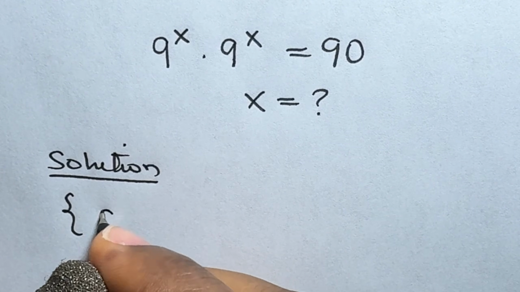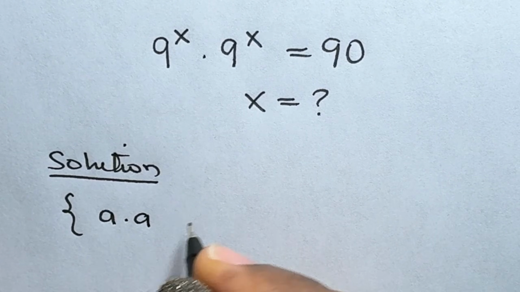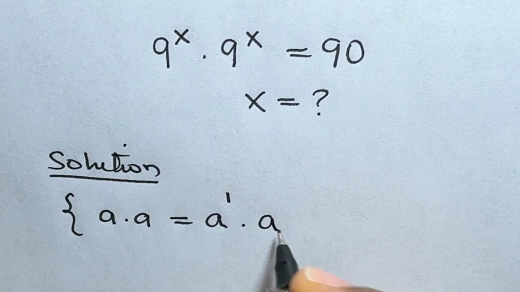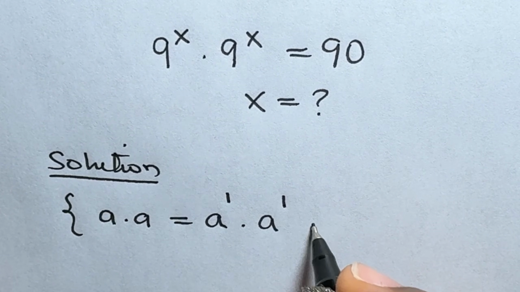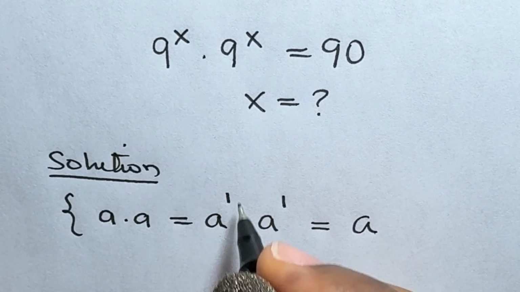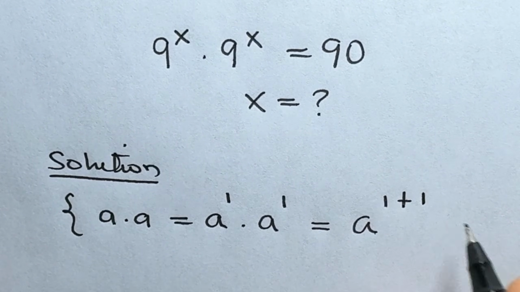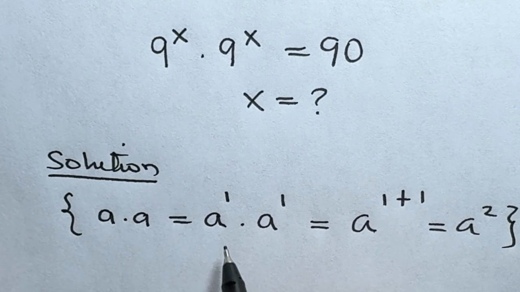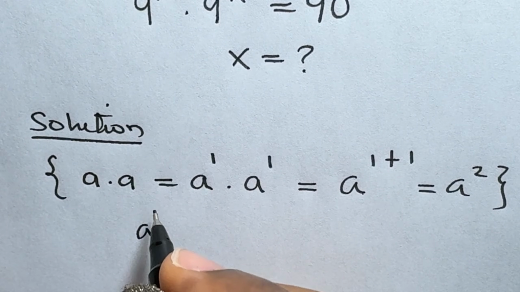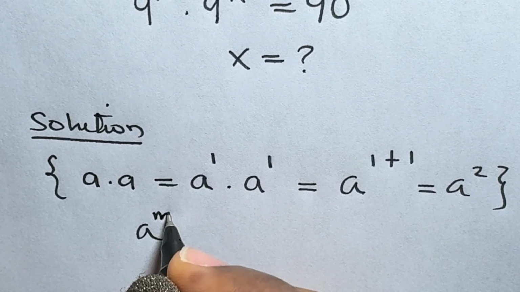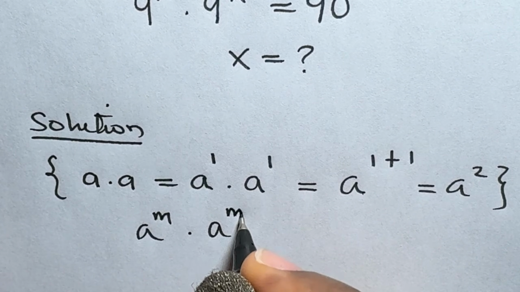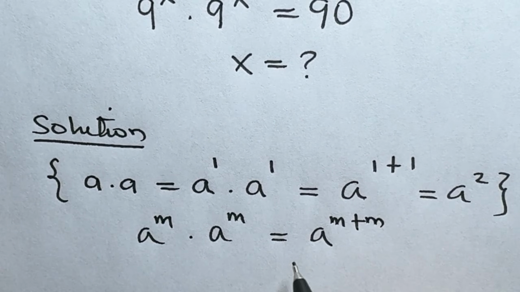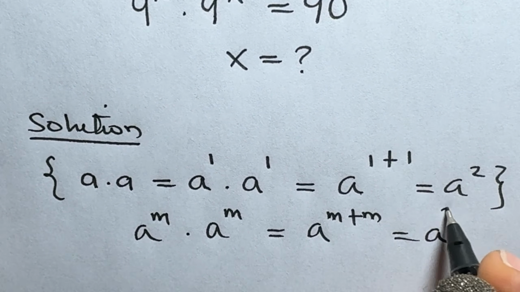In indices, if you have a times a, this is the same thing as saying a raised to power 1 times a raised to power 1. And by indices, this is simply a raised to power 1 plus 1, which will give us a raised to power 2. In general, we would have a raised to power m times a raised to power m to give us a raised to power m plus m, which will give us a raised to power 2m.